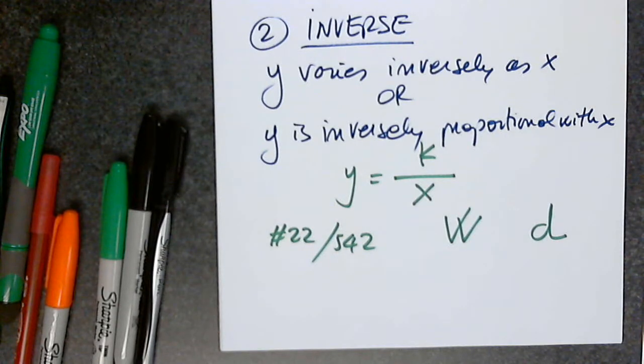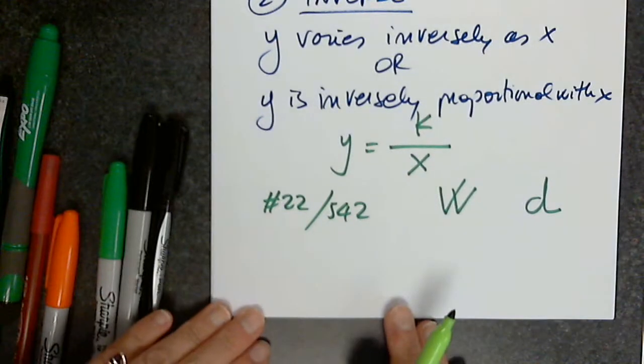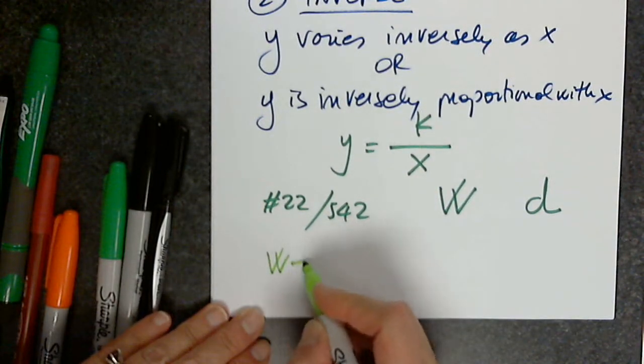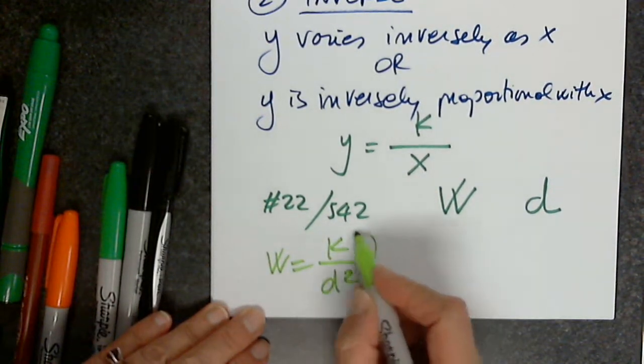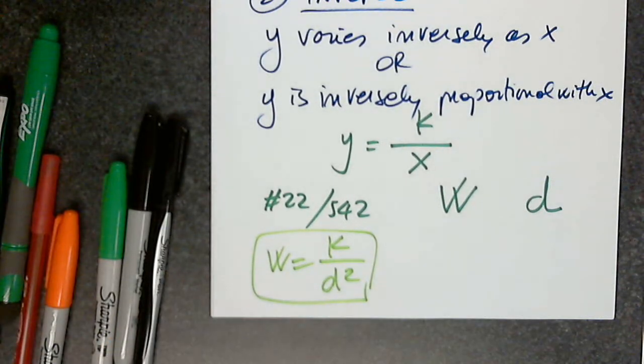How do I present that in mathematical terms? W equals K over D squared. Exactly. That's it. Now I can read on. Excellent. Thank you, Jack.